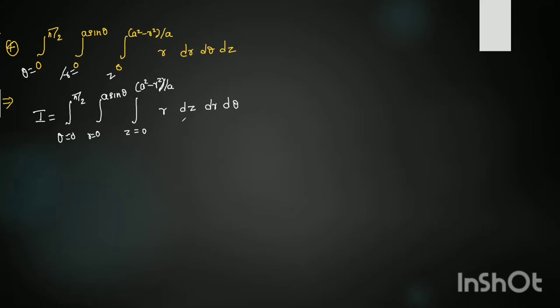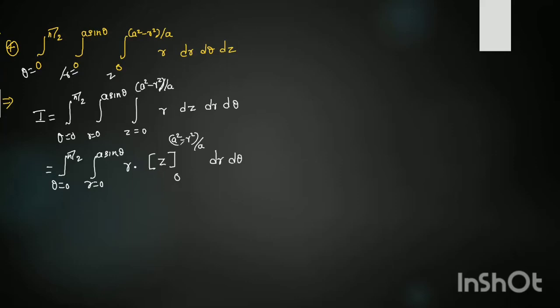Okay. First, with respect to dz, we have a function of r. So it is a constant function. If this is a constant function and we are integrating with respect to z, we have to multiply by z. So theta is equal to 0 to pi by 2 and r is equal to 0 to a sine theta. Keep r as it is. Integration is z. Limits are 0 to a square minus r square divided by a, dr d theta.